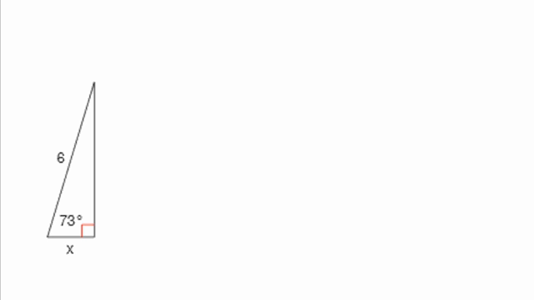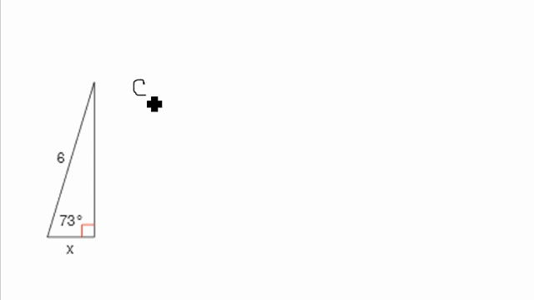So we're going to use our trig functions. Which trig function should we use? Well, let's look at what we know. We have an angle here, 73 degrees. We are looking for the length of the side that is adjacent to that angle, and we know the hypotenuse of the triangle. So probably we should use the trig function that relates the adjacent side to the hypotenuse, which would be cosine.